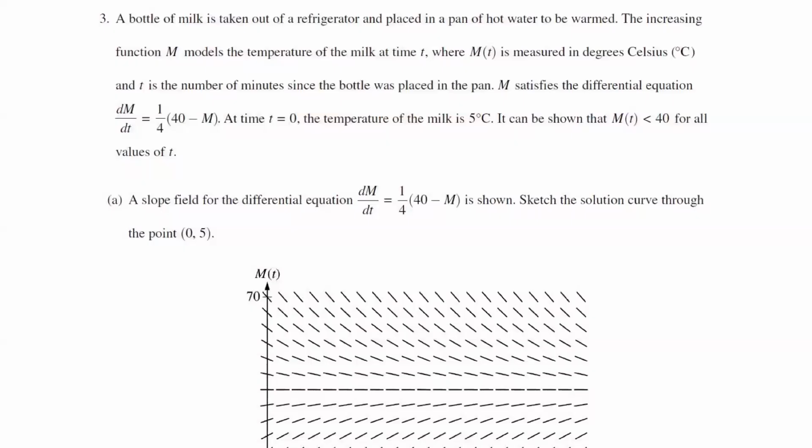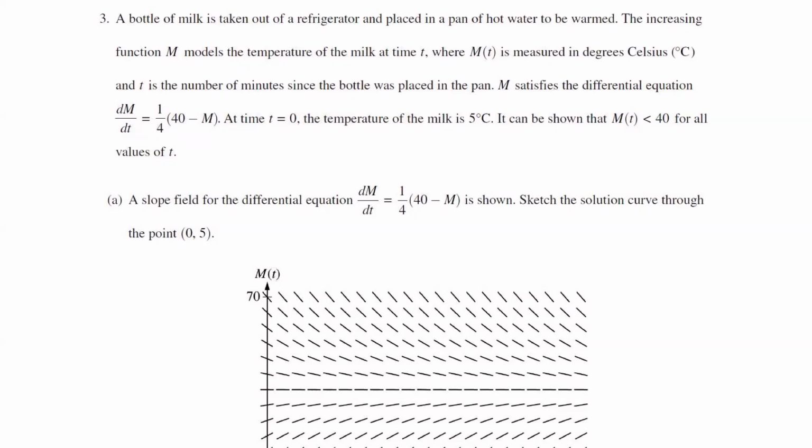In this question, we are given that a bottle of milk is taken out of a refrigerator and placed in a pan of hot water to be warmed. The increasing function m models the temperature of the milk at time t, where m of t is measured in degrees Celsius, and t is the number of minutes since the bottle was placed in the pan. And so m satisfies the differential equation dm/dt = 1/4 (40 - m).